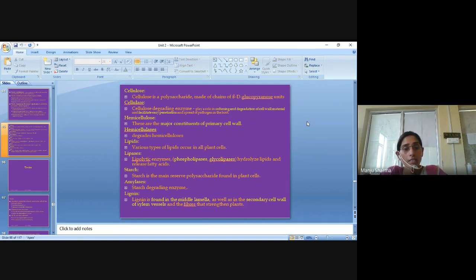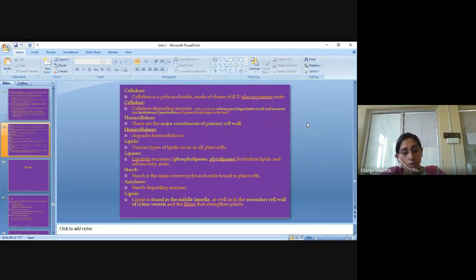Hemicellulase degrades the hemicellulose. Lipids, various types of lipids, occur in all plant cells. Then the lipase enzyme will degrade the lipids, with lipolytic enzymes like phospholipase and glycolipase, which hydrolyze the lipids and release the fatty acids. Fatty acids are the units of lipids.